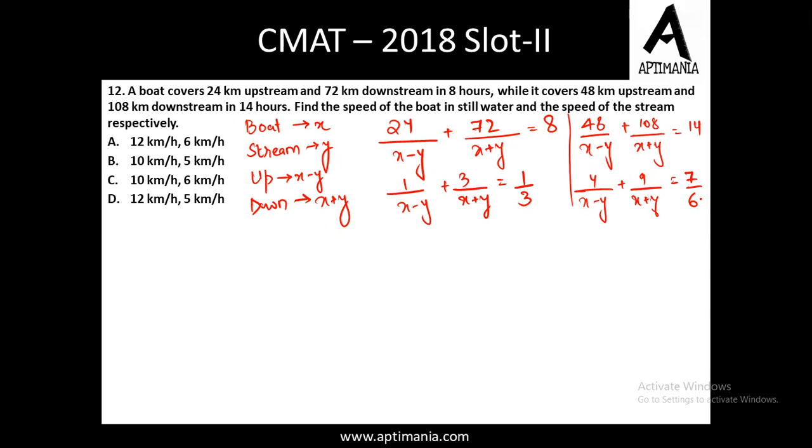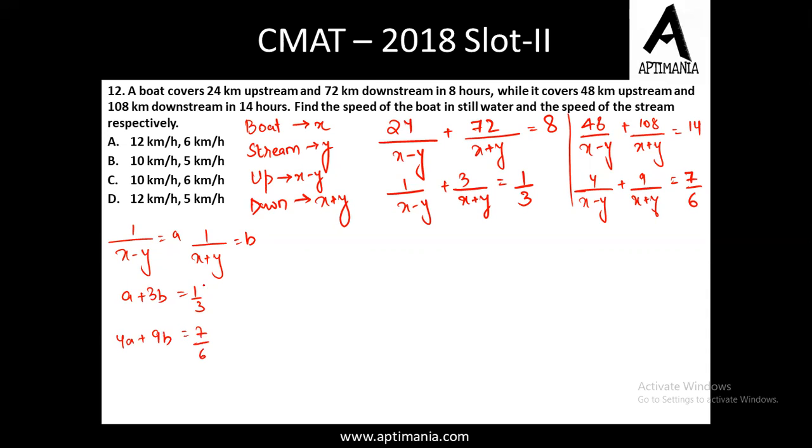Now what can be done is, we will assume 1 upon x minus y equal to a, 1 upon x plus y equal to b. So the simplified two equations that I'll get are a plus 3b equal to 1 by 3 and 4a plus 9b equal to 7 by 6.